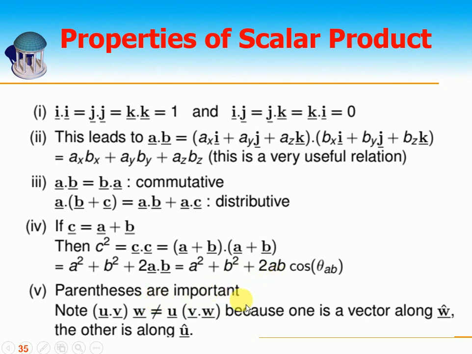Here parentheses are important. Note that (U dot V) into W is not equal to U into (V dot W), because one is a vector along W, since U dot V is a scalar, while the other is along U. So the order matters if you're taking the product. U dot V in the bracket multiplied by W is not equal to U into V dot W, because the first is in the W direction and if you take V dot W, the result is along U. So these are different. So in this product, the associative property does not hold.